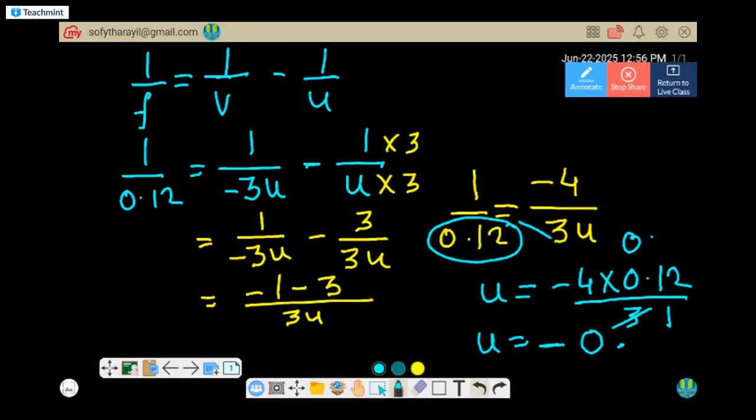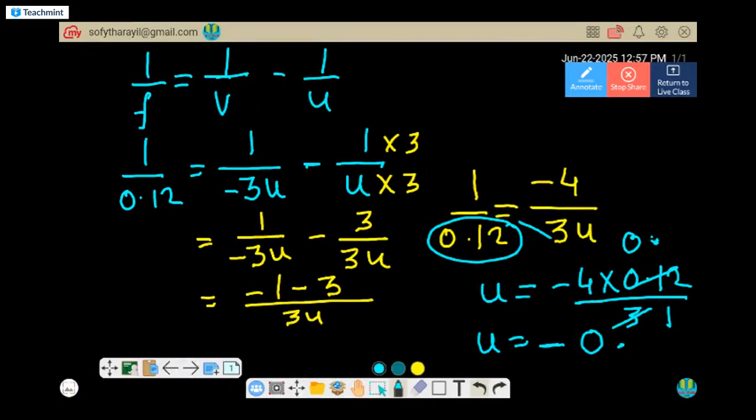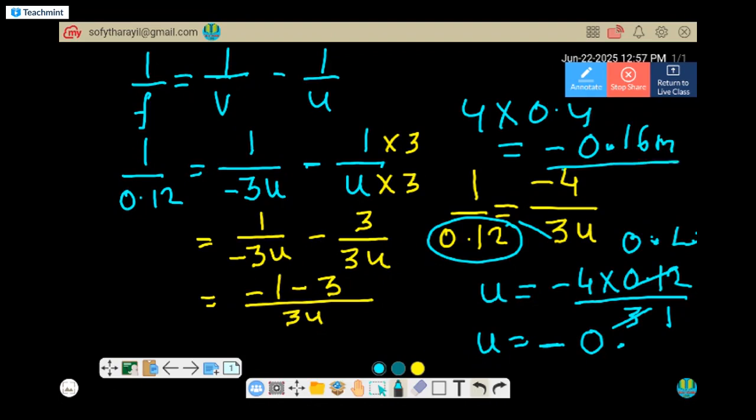Because when you divide it, it's already 0.4. Then you just have to multiply 4 and 0.4. So your final answer will be negative 0.16 meter. That's the value of u.